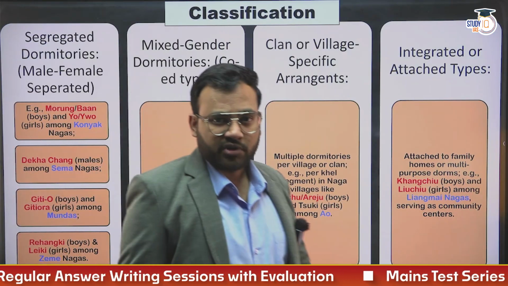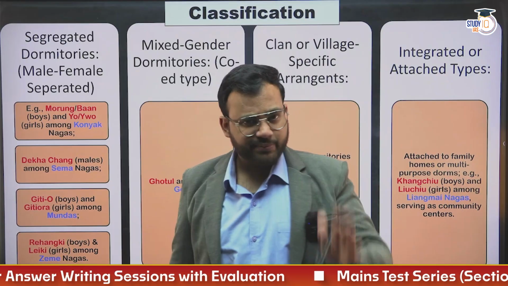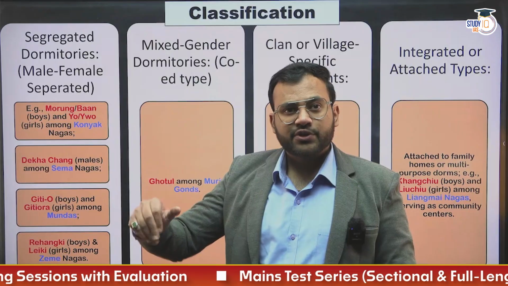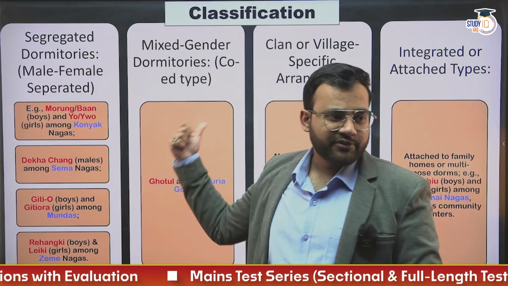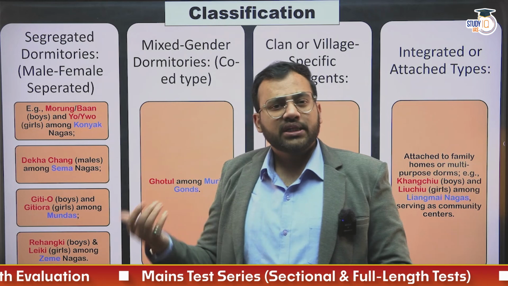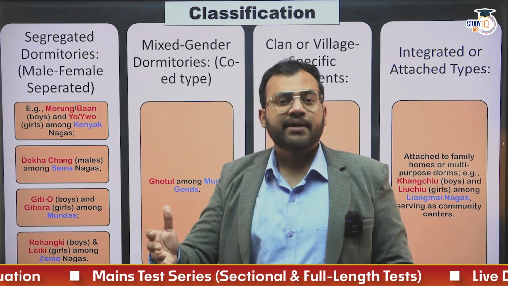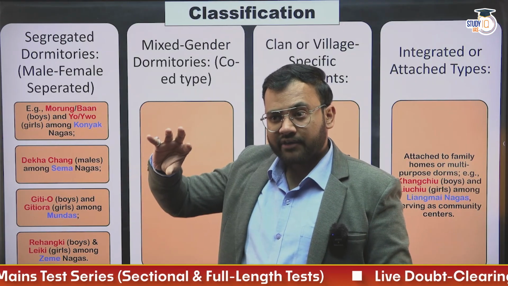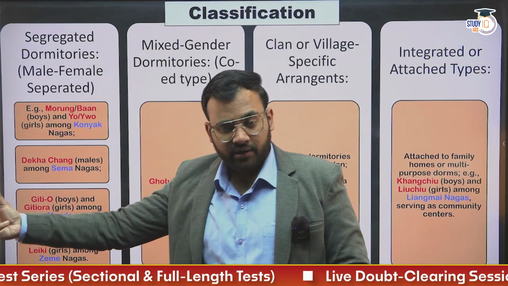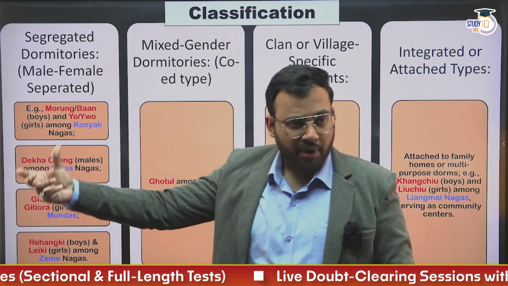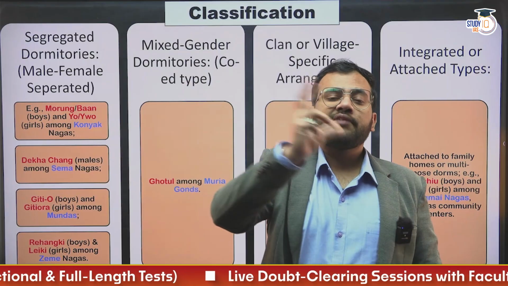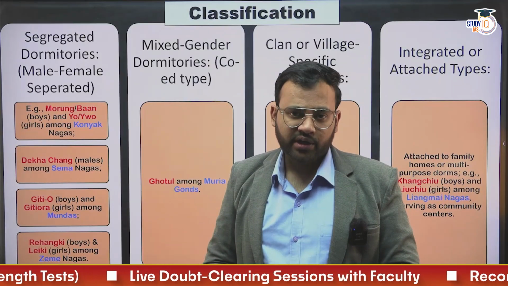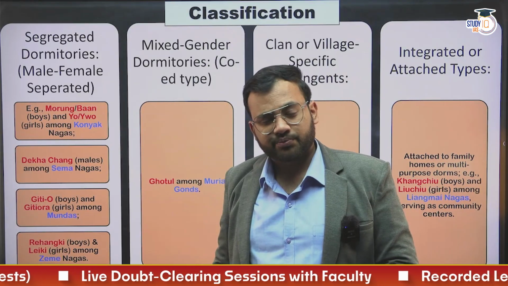Coming to the classification, various scholars have provided different classifications. Specifically, S.C. Roy has very well classified it into two groups: one which is the segregated dormitories, the other which is the mixed dormitories. What does it mean? Segregated dormitories, as the name suggests, are where the boys or the males live in a separate youth dormitory or compound of youth dormitories, whereas the females live separately. They are not living together. So there is a gender-based or sex-based segregation seen in this type of youth dormitory.